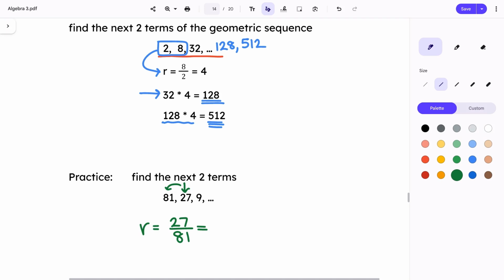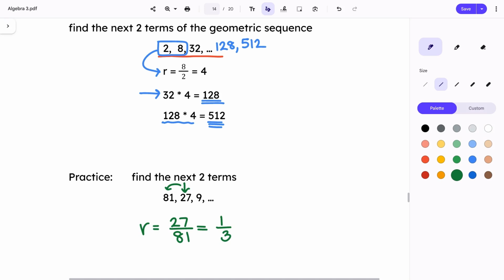What is that reduced to? What is 27 over 81 reduced to? 1/3. So most of the time when they talk about the ratio, they're going to talk about it in terms of multiplication. However, to us, could we think of this as dividing by 3? Yes. But that's not the same as if you did 81 over 27, you would get 3.